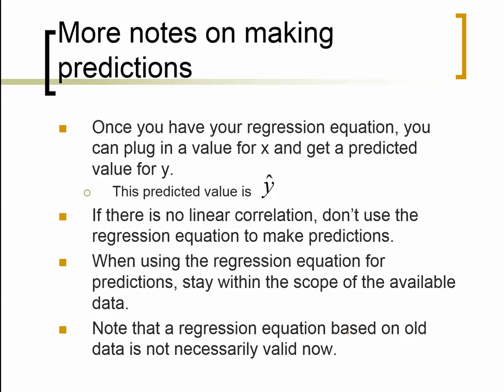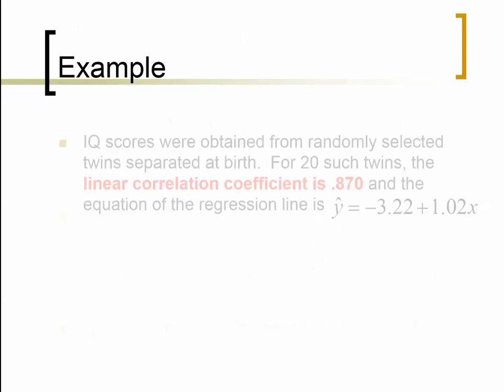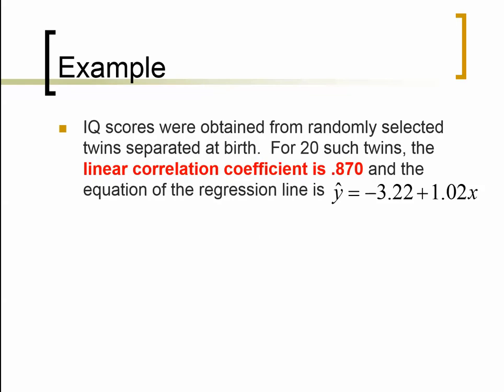Note that a regression equation based on old data is not necessarily valid to use now to make predictions. IQ scores were obtained from randomly selected twins separated at birth. For 20 such twins, the linear correlation coefficient is 0.870, and the equation of the regression line is y hat equals negative 3.22 plus 1.02x.